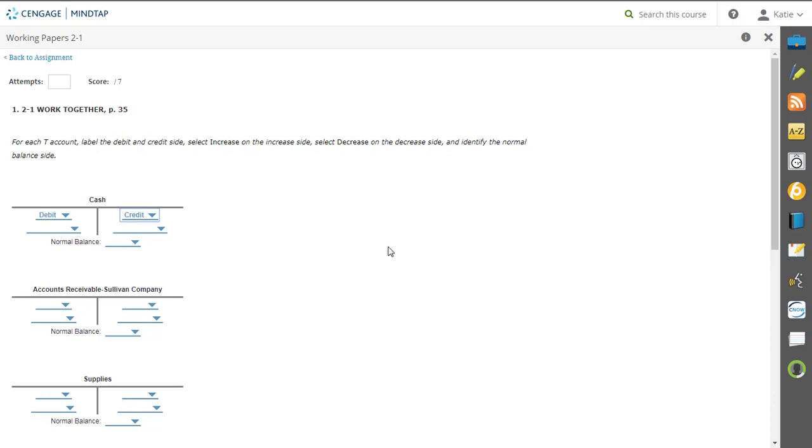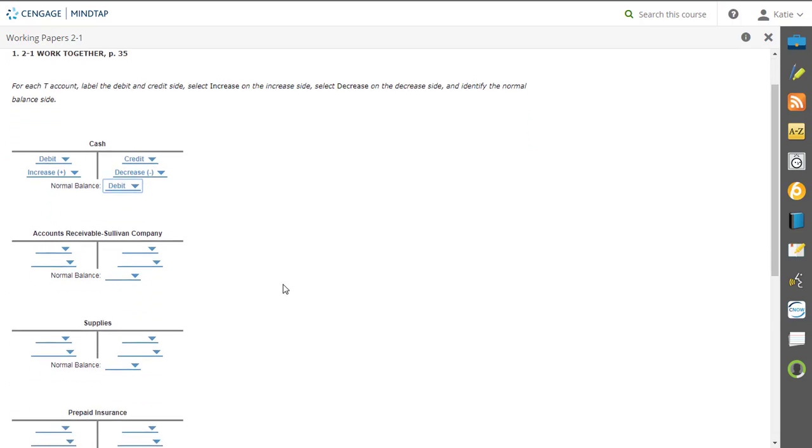Now, to do the rest of it, I have to know what type of account it is. So I look at the account cash. Assets are on what side of the accounting equation? Left, and left is also called debit. So I'm going to go ahead on the left-hand side and put an increase. And whatever the other side is, that will be our decrease. Now, right here it says normal balance. We need to say which side is the normal balance, and the normal balance is going to be debit because that's the side we put the plus on.